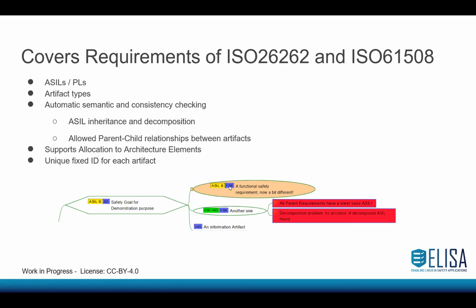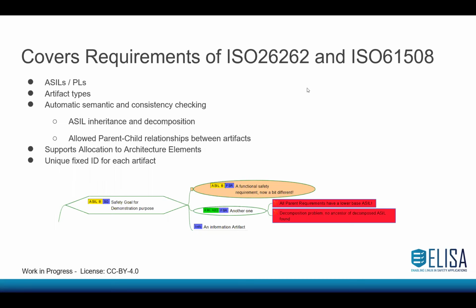And here, for instance, we have functional safety requirements that are derived from the safety goal, another one, and an information artifact. And here you can see the semantic check in action already. For those of you that are familiar with the rules of ASIL decomposition, you probably directly saw that this won't work. There is no way that an ASIL B safety goal is split up into an ASIL B requirement and an ASIL C requirement. So it directly complains and tells us that something is probably not right in this place here.